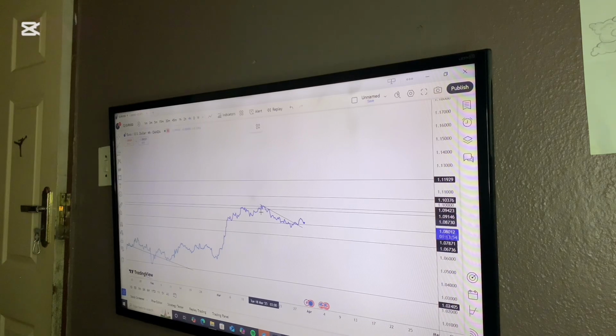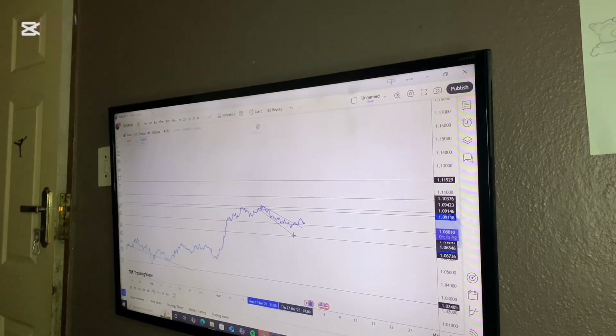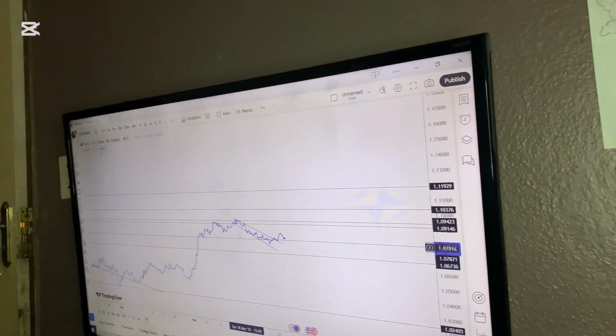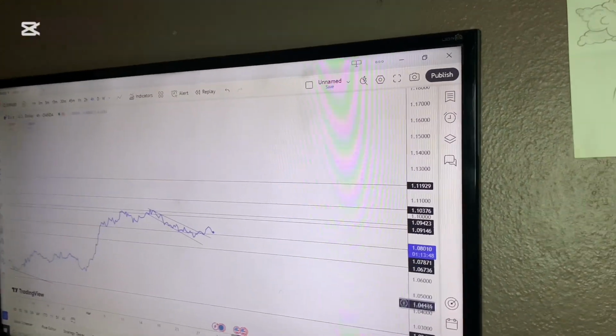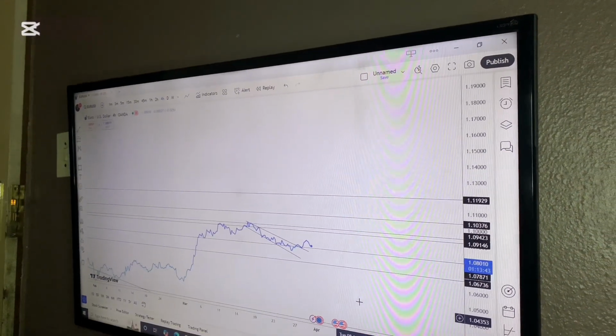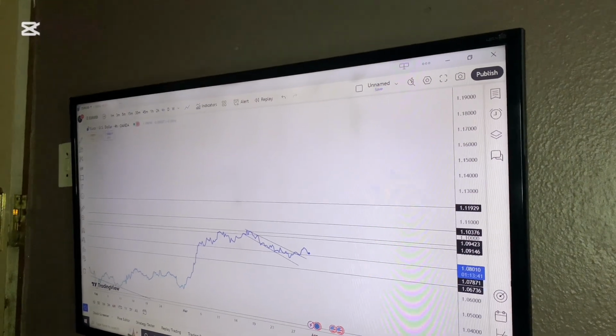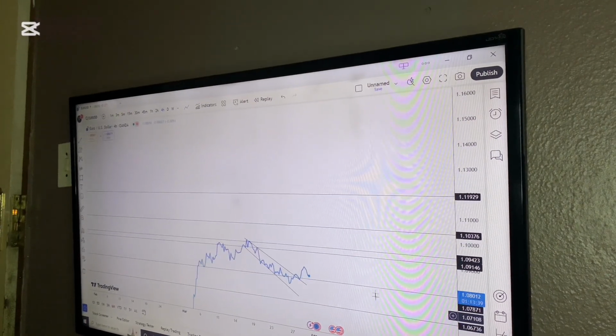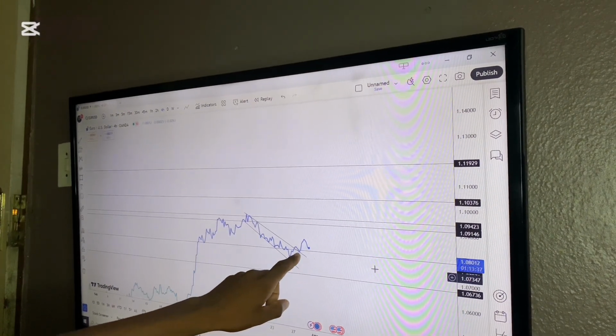Some of you guys will think it's witchcraft. No, it's a skill. You need skill, guys. That's what you need. So as you can see now, I guess it's perfect and clear. So the price decided to break this trend line, and came back to retest.